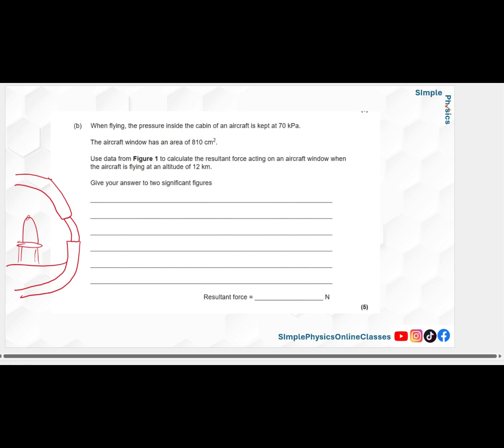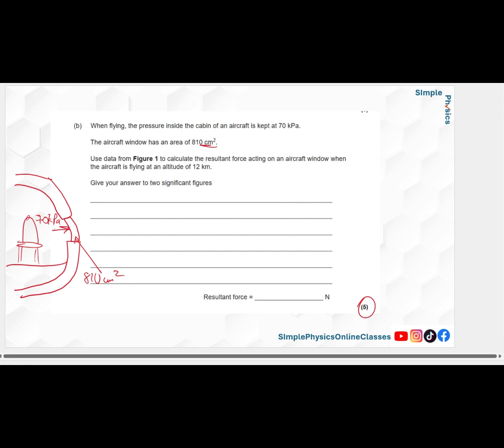Now it says the pressure inside the cabin of an aircraft is 70 kilopascals, so that's 70,000. Just be mindful of that. This has an area of 810 centimeters squared. So we've got an issue. It's 5 marks. We've got an issue here. How do you go from centimeters squared to meters squared? We'll come to that in a minute.